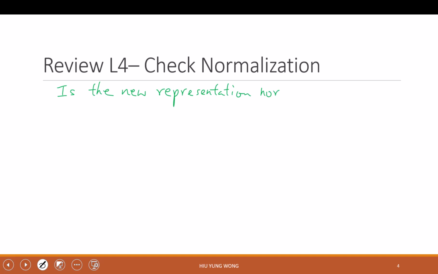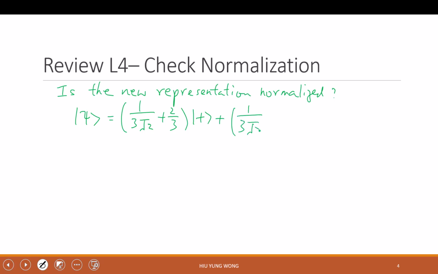Okay, take inner product of itself. That is correct. So yes, let me rewrite what we got from the previous slide. You're right, take inner product of itself. But because we already know the meaning of taking inner product of itself, can you jump directly to the numerical calculation? So very good.